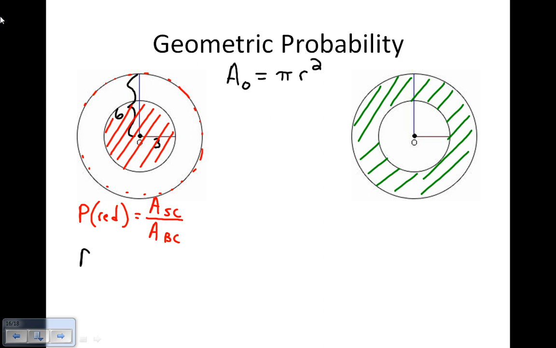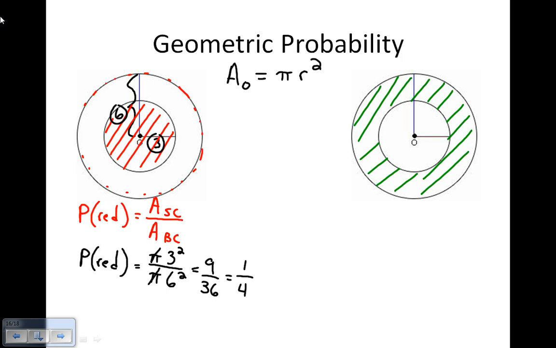So the probability of hitting my red, the small circle, is pi r squared for the small circle. My radius for the small is 3. So 3 squared over pi r squared again. My radius for the big circle is 6. So 6 squared. We can simplify that a little bit. Pi over pi are going to cancel. We get 3 squared is 9, and 6 squared is 36. 9 over 36, we can reduce that, and it becomes 1/4. Now that's just a coincidence that I had 1/4 again. So we'll hold on to that for a second.